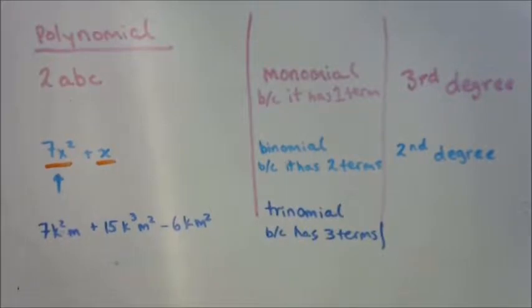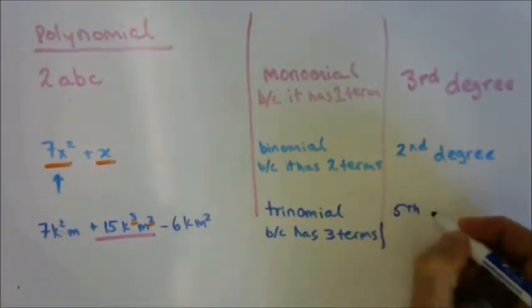And in order to classify this by its degree, we first need to identify the term that has the greatest degree. So we're looking at 15k cubed m squared. And then it's the sum of the exponents of the variables. So we're just adding up 3 and 2, which is 5. Which makes this a 5th degree.